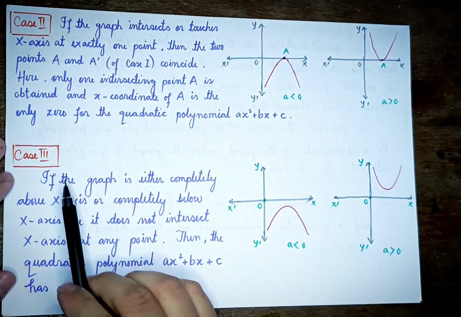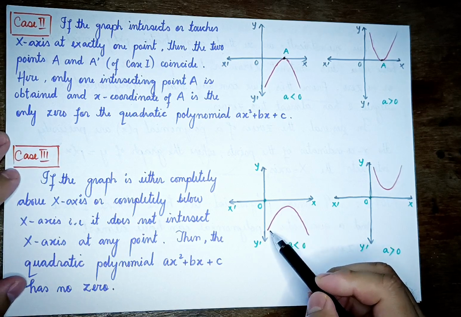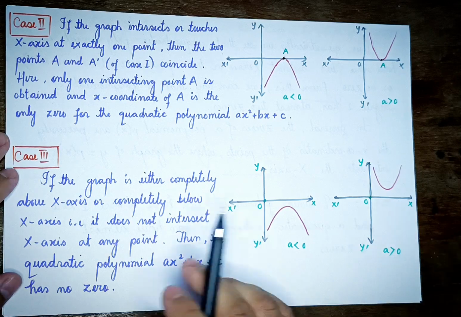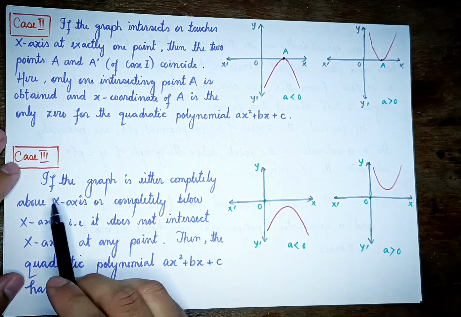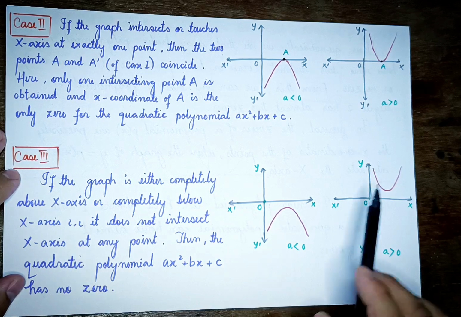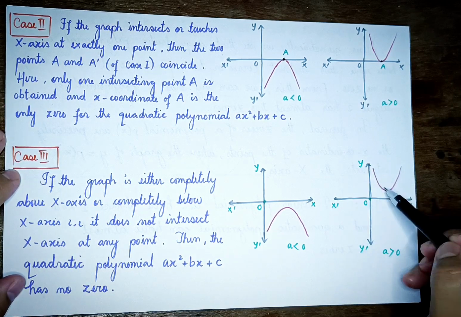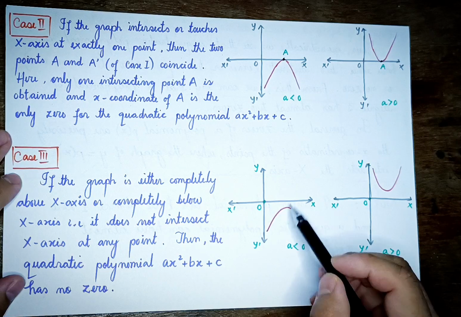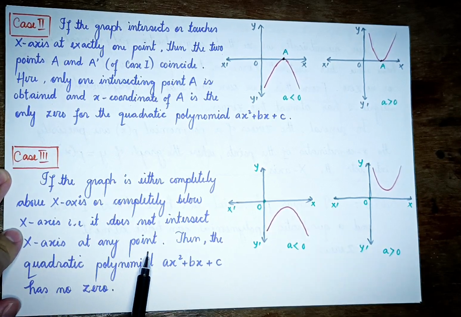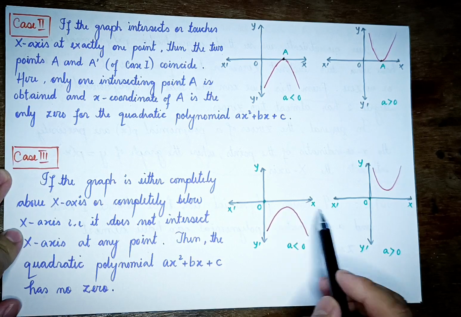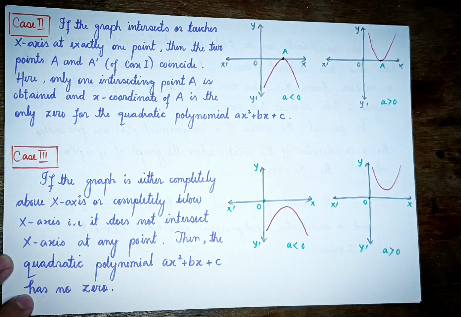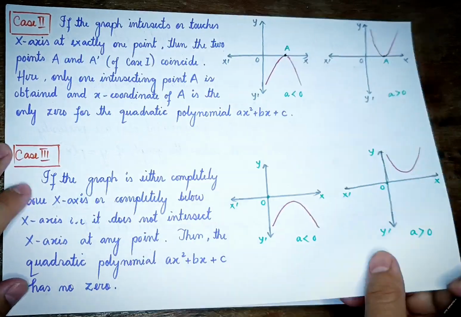Next is case number 3. Here the graph of the quadratic equation and the x-axis do not intersect each other, so this will have no zeros. The graph is either completely above the x-axis or completely below the x-axis. It does not intersect the x-axis at any point. Then the quadratic polynomial ax squared plus bx plus c has no zero.